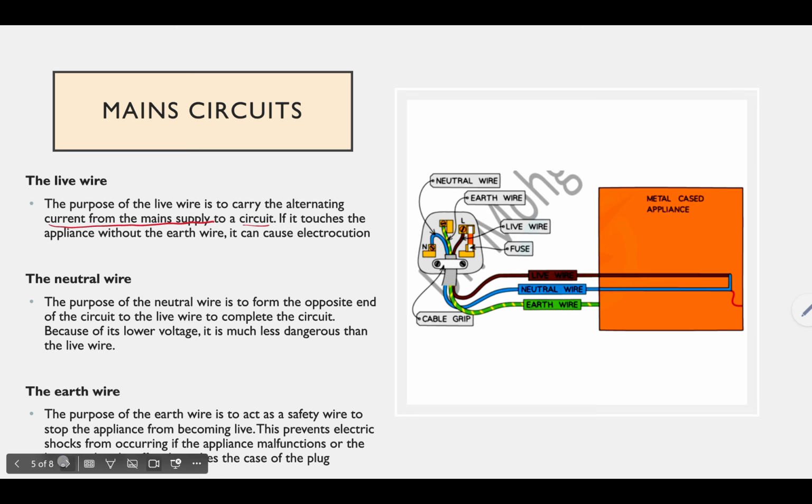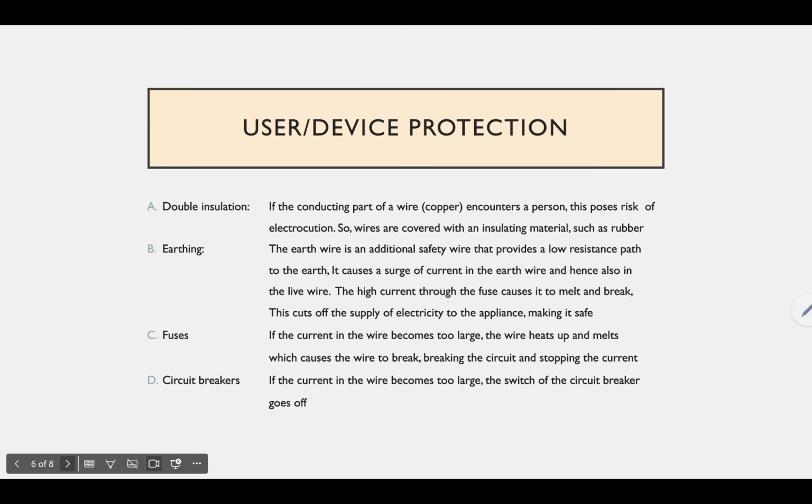User or device protection. How can we do that? Double insulation. If the conducting part of the wire encounters a person, it can cause electrocution. So if we do double insulation, the wires are covered very, very well, such as using double insulation of rubber.